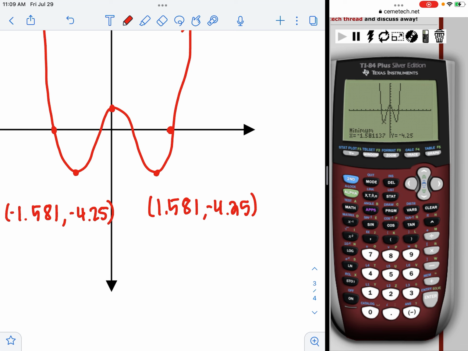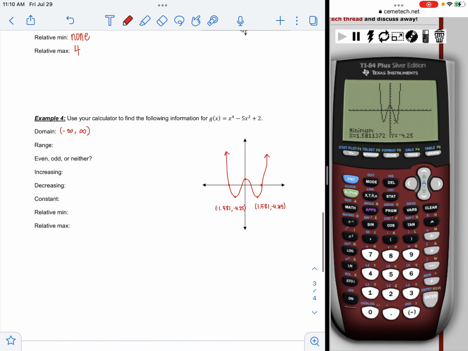to show you that it is, second trace, option number 3 is minimum. I'm going to go find that other minimum. I'm going to toggle until I'm to the left, oops, too far, of that minimum. Enter, hit to the right. All right, I'm to the right, hit enter. And as you can see, it's 1.581, comma, negative 4.25.